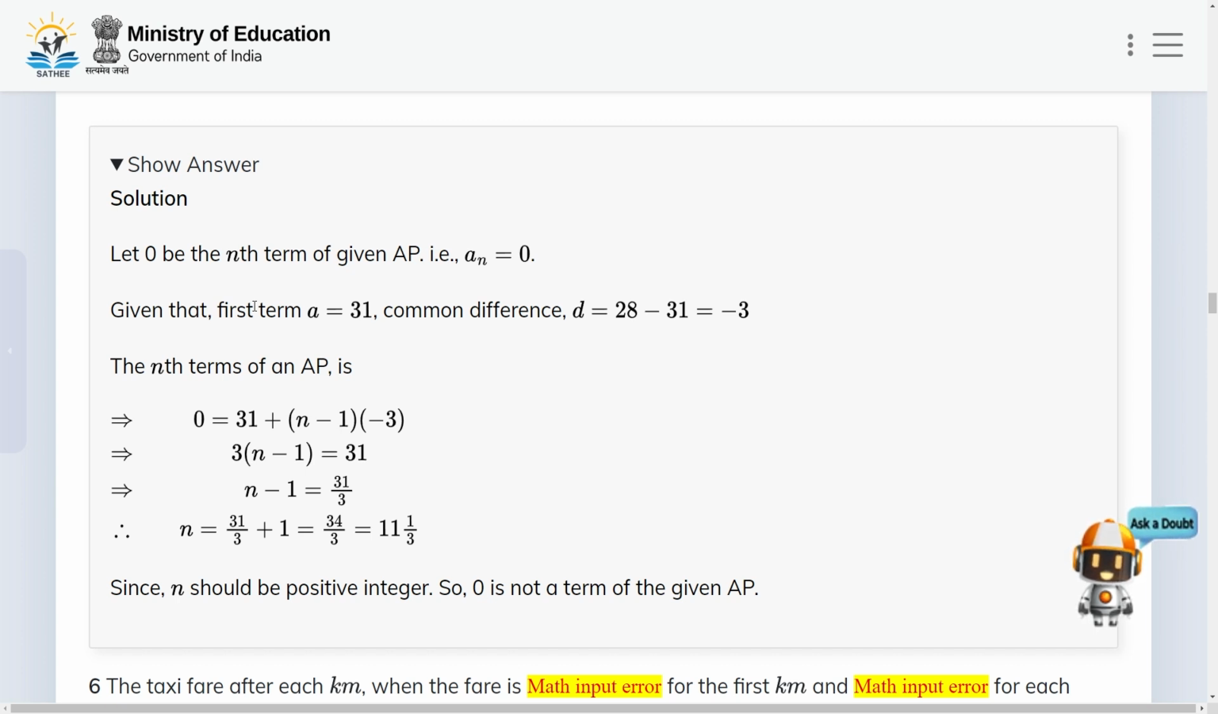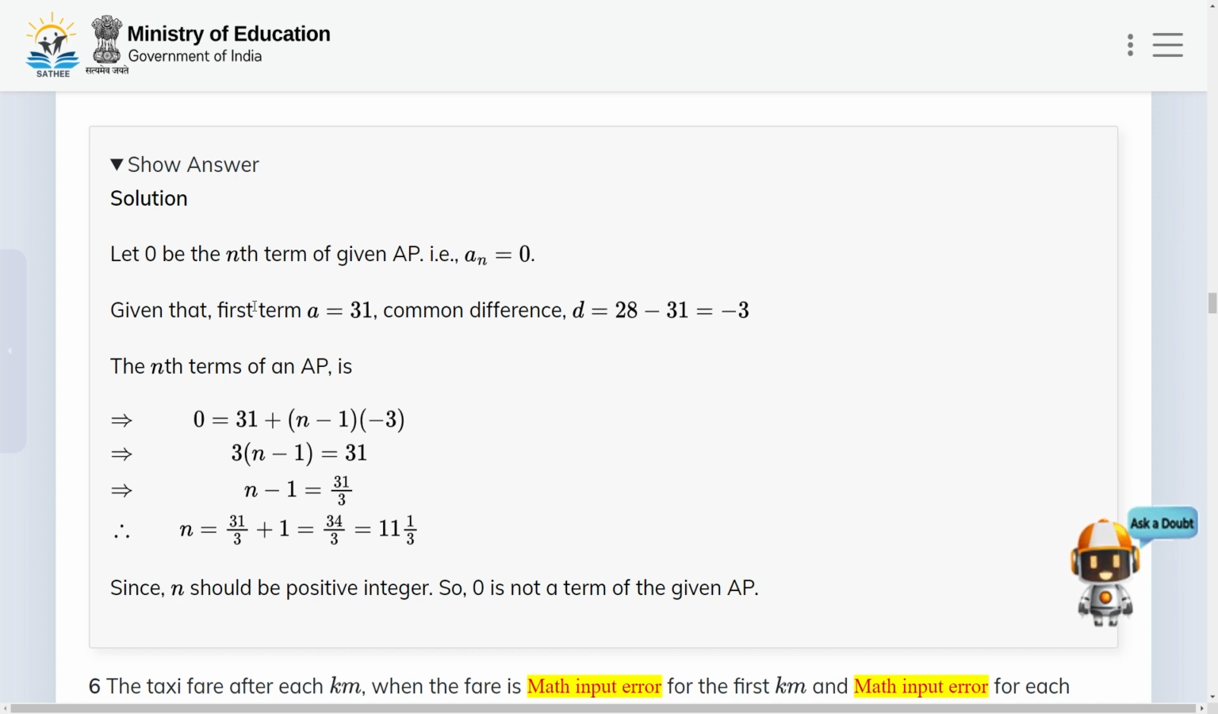And we know the nth term of an AP is an, equal to a plus n minus 1 times the common difference d. Here an is equal to 0, the first term is 31, and the common difference d is minus 3. So it implies 0 is equal to 31 plus (n minus 1) times minus 3. It implies 3 times (n minus 1) is equal to 31, so n minus 1 is equal to 31 by 3, and n is equal to 31 by 3 plus 1, which is equal to 34 by 3.